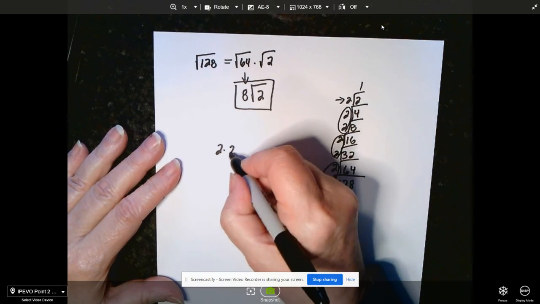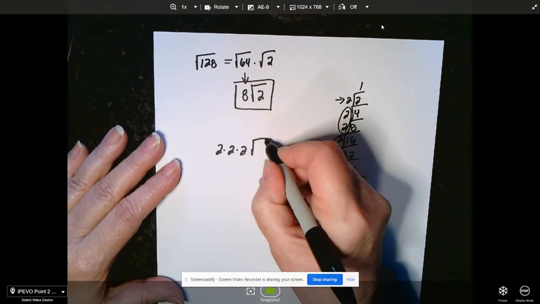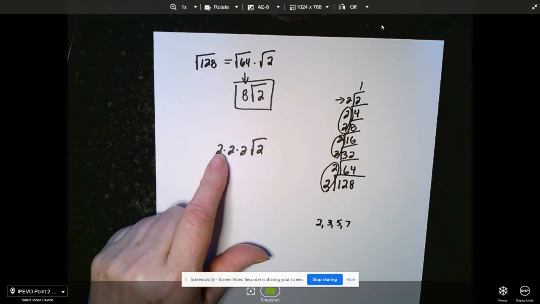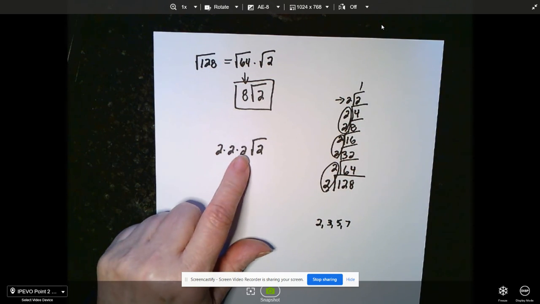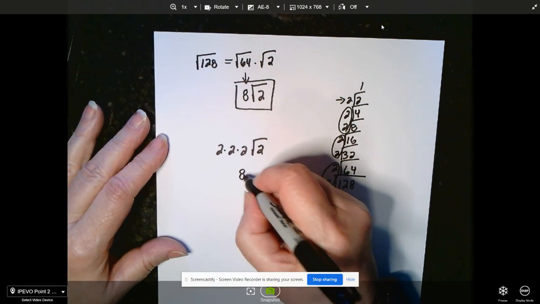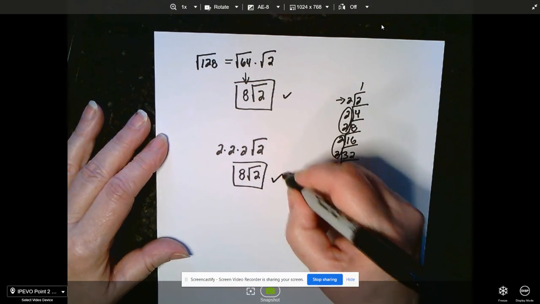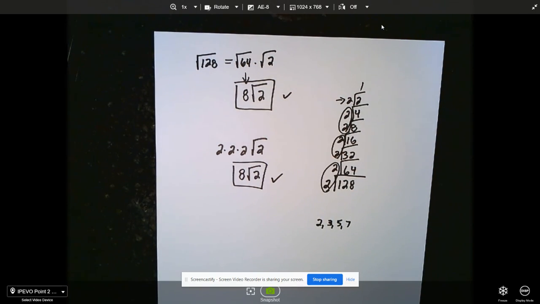So I have 3 2s that I can take out of the radical. This one has to stay in. Remember, you're multiplying these guys together. So 2 times 2 is 4, times 2 is 8. So this would be 8 times the square root of 2, which is exactly what I got up here. So why don't you try it on the work below?